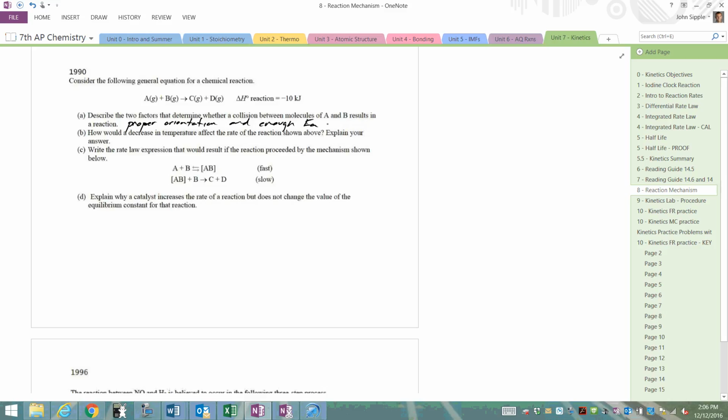All right, so how does a decrease in temperature affect the rate of the reaction? A decrease in temperature would affect the equilibrium too, but we only care about the rate for right now. So how would the rate be affected? It would slow down. Why?